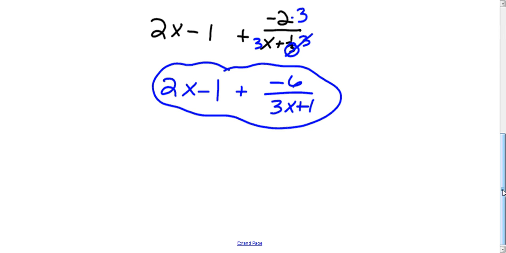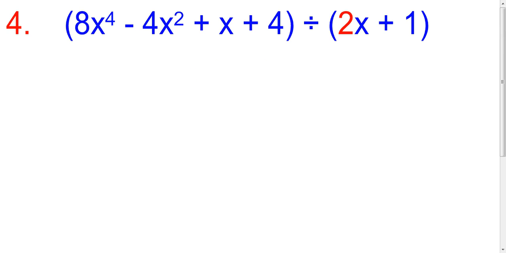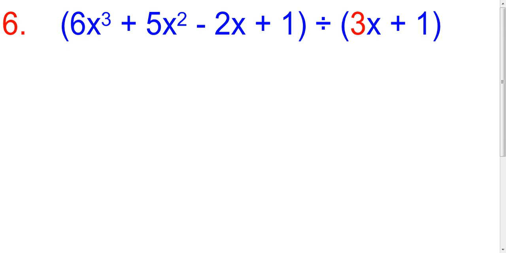All right. And I think we'll just do one more here. We will skip 4 and we will skip 5 and we will go all the way to number 6. One more, just for good measure.